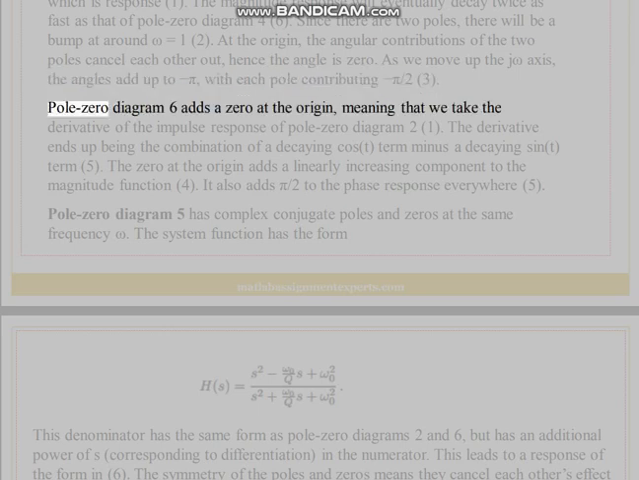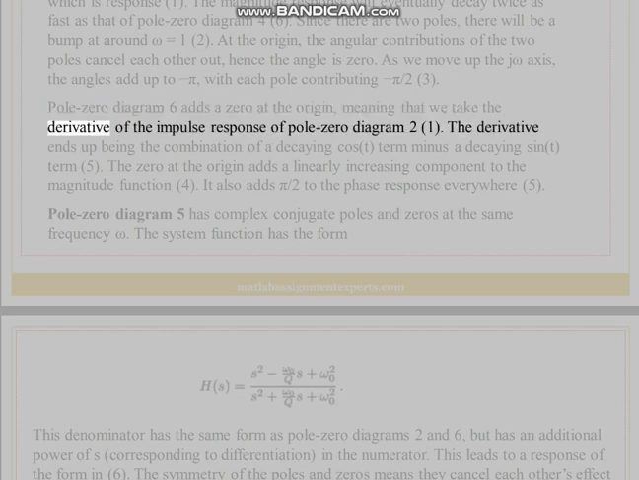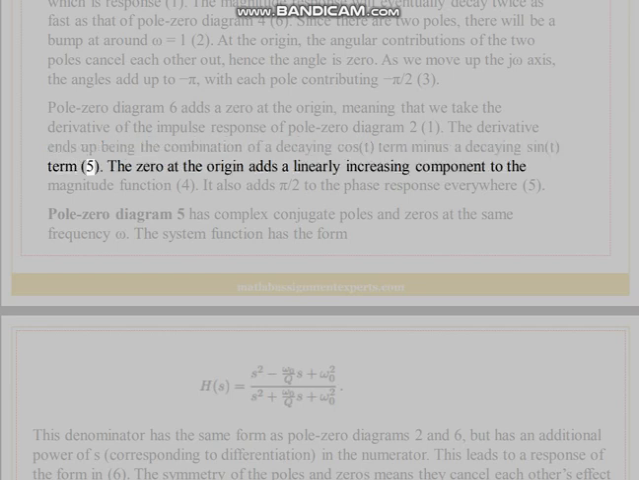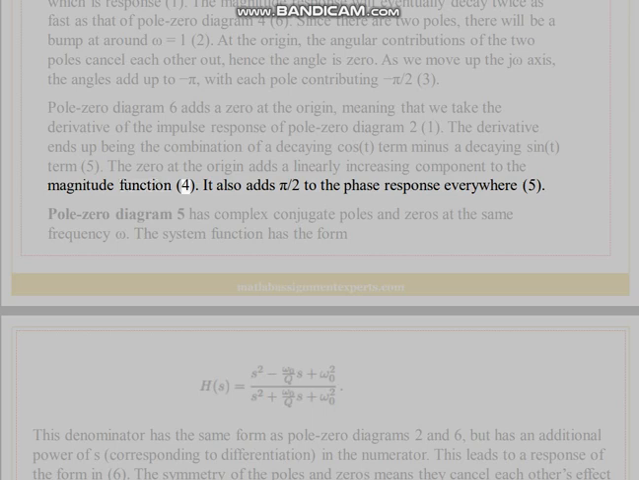Pole-zero diagram 6 adds a 0 at the origin, meaning that we take the derivative of the impulse response of pole-zero diagram 2, 1. The derivative ends up being the combination of a decaying cos(t) term minus a decaying sin(t) term, 5. The 0 at the origin adds a linearly increasing component to the magnitude function, 4. It also adds pi/2 to the phase response everywhere, 5.